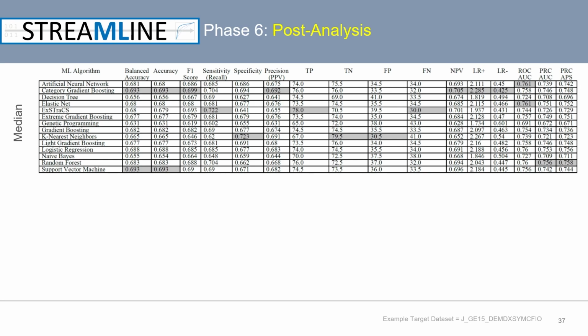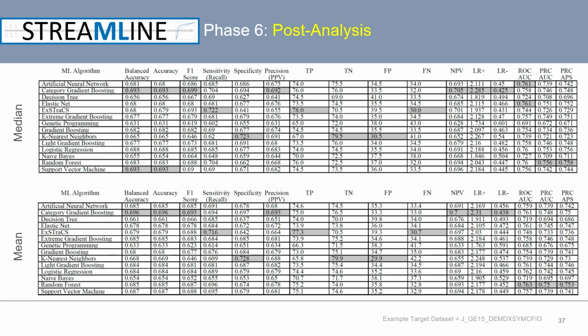This automatically generated table gives median algorithm performance across tenfold cross-validation models for each of the 16 classification metrics. Within each metric column, notice that the best performing algorithm is automatically highlighted with a gray cell. Already in this example, we can see that the choice of evaluation metric can change our interpretation of which algorithm performed best. Streamline generates a similar table for mean algorithm performance.